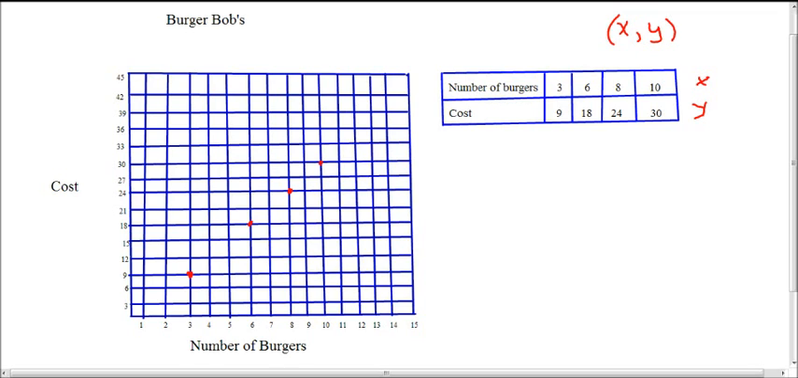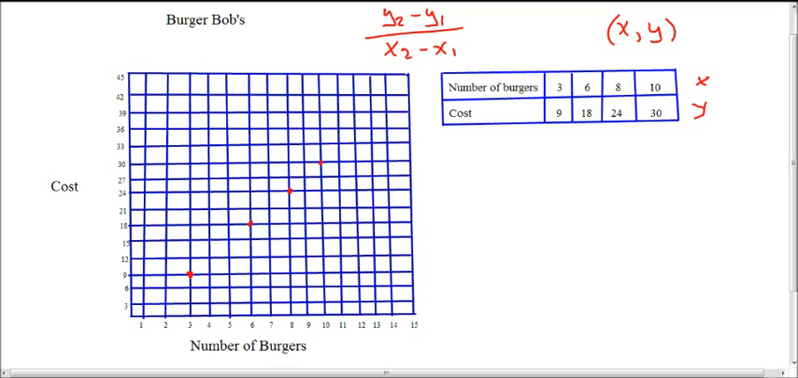Well, I think the first thing we need to do before we look at this is to make sure that we can develop our rate of change. So let's remember what the formula is. To construct it, it has to be y sub 2 minus y sub 1 divided by x sub 2 minus x sub 1.